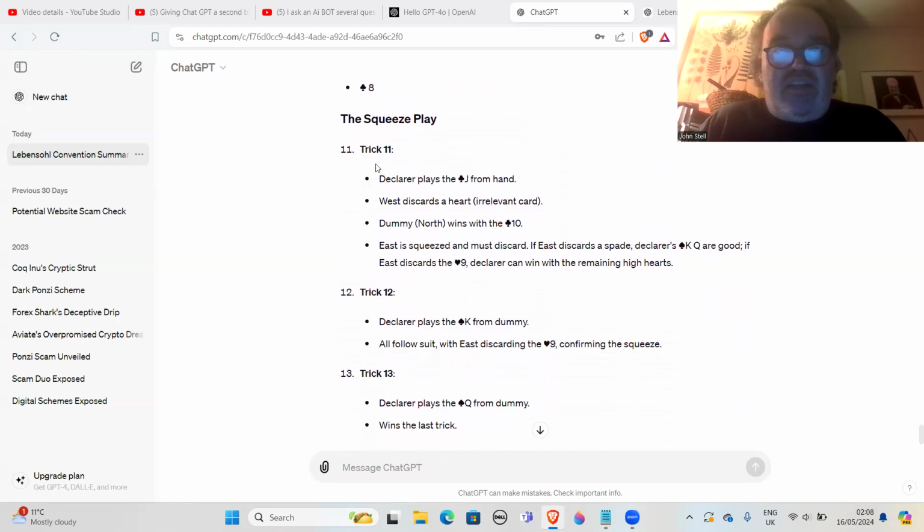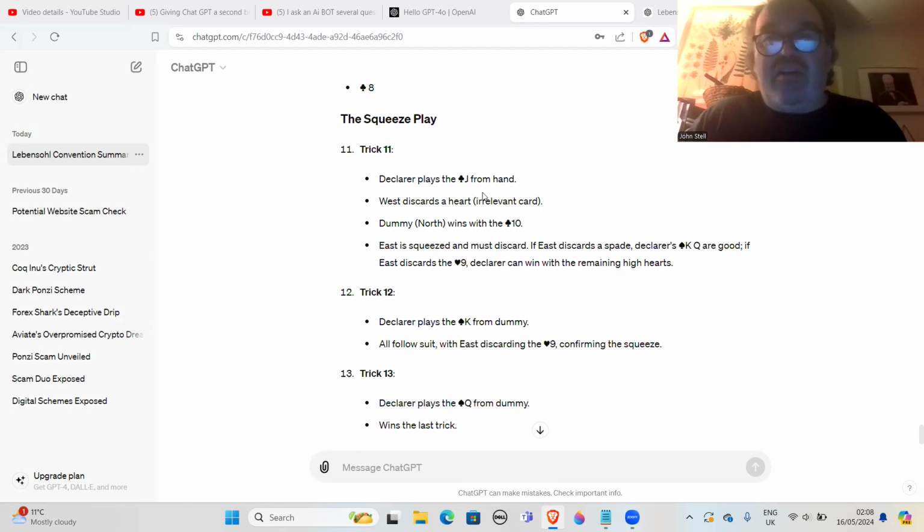So obviously this is going to be utter nonsense. Let's have a look at it anyway. Trick 11. Declarer plays a jack of clubs from hand. West discards a heart, irrelevant card. Dummy North wins with the 10 of clubs. Declarer plays a jack from hand. And dummy wins with the 10 of clubs. Well, the 10 of clubs is smaller than jack, so that doesn't make any sense.